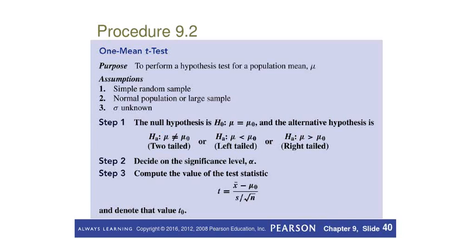We're going to perform a hypothesis test for a population mean. Again, we assume it's a simple random sample and we're coming from a normal population or a fairly large sample, and that the standard deviation is not known. All right, so what do we do? We're going to set up our null hypothesis as we did. The null hypothesis is that the mean is equal to whatever claimed mean, that's mu0, we have.